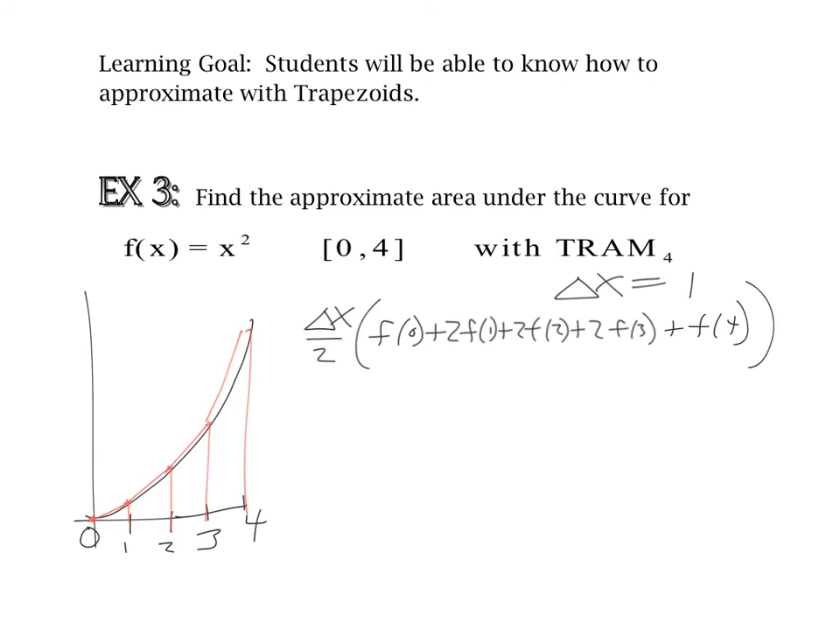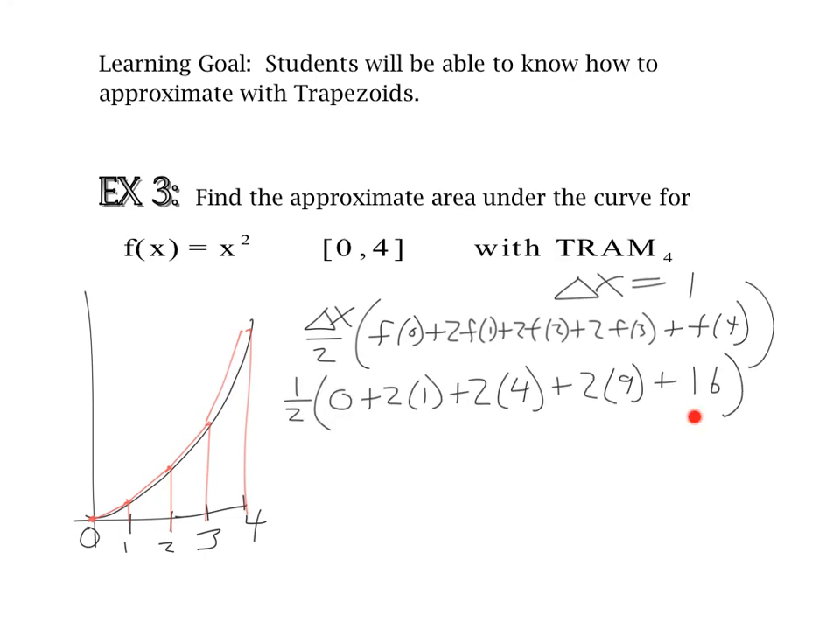Okay. So now we're ready to evaluate this. We know that our delta x is 1, so we can call that 1/2. And f of 0, easy. That's 0 plus 2 times f of 1. That's easy. That's 1. Plus 2 times f of 2. F of 2 is 2 squared is 4. Plus 2 times f of 3. 3 squared is 9. Plus just 1 f of 4, so 1/16.